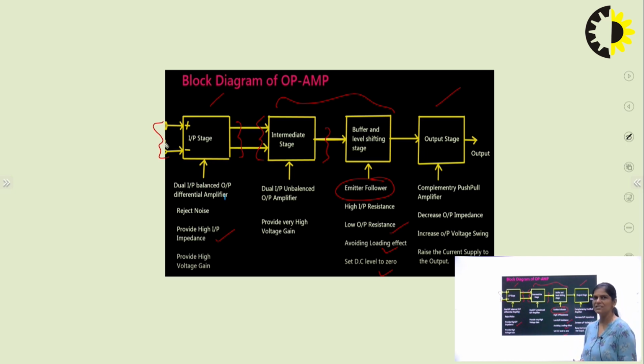Now, the last one is the output stage. You can say this is a complementary push-pull amplifier. At the output of the operational amplifier, it decreases output impedance, increases the output voltage swing, and raises the current supplied to the output. So, this is the working of the block diagram of this operational amplifier.